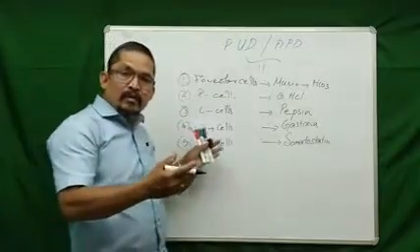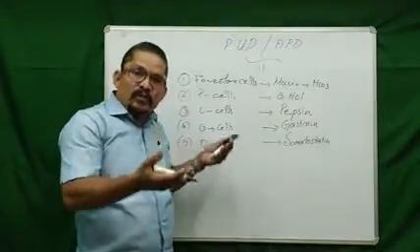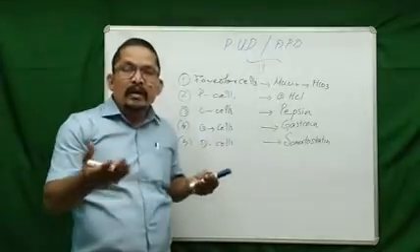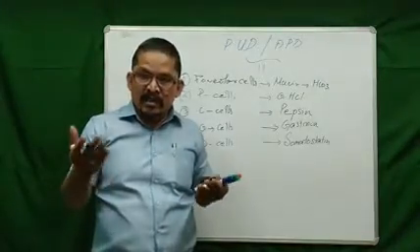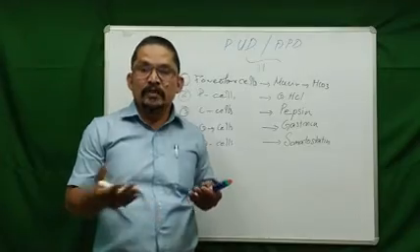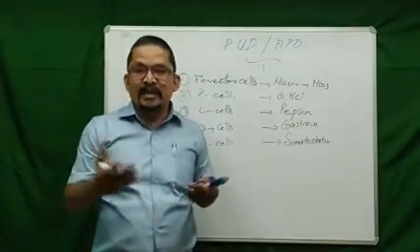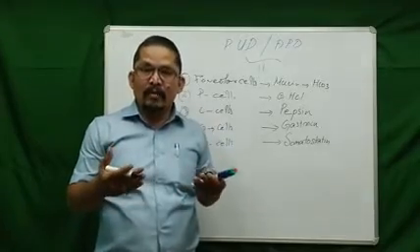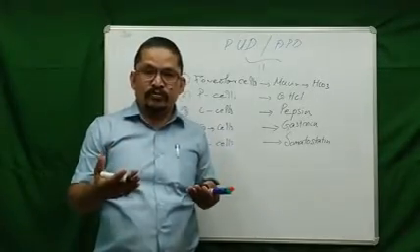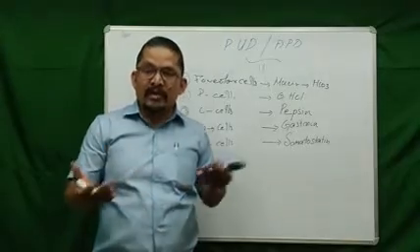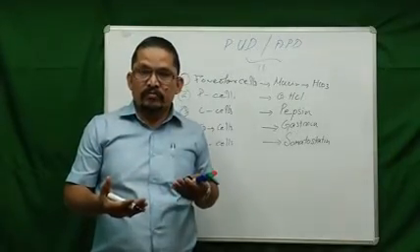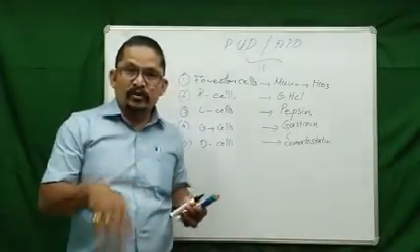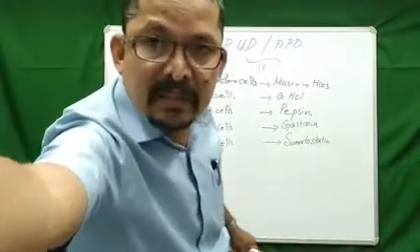So the joint effort of all these cells is mainly regulated by our central nervous system, especially by the parasympathetic nervous system, and thereby normal regulation of gastric functions takes place. Next can be studied in another class.